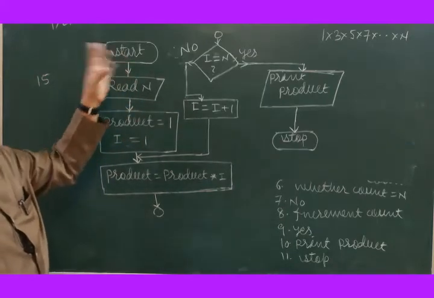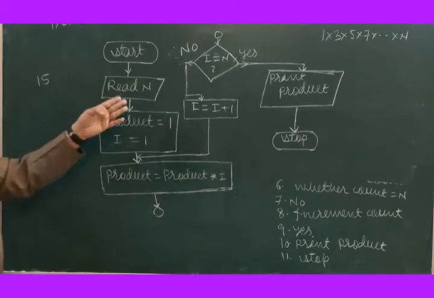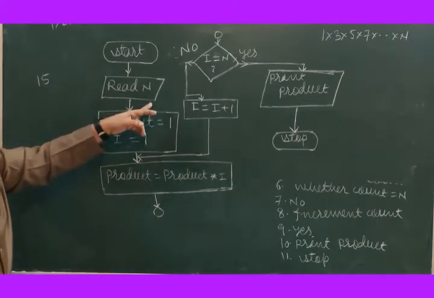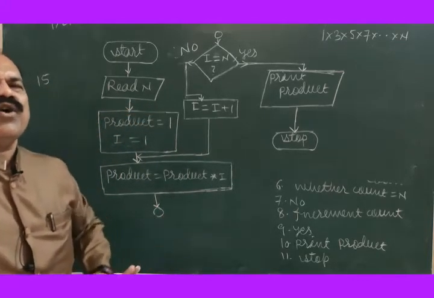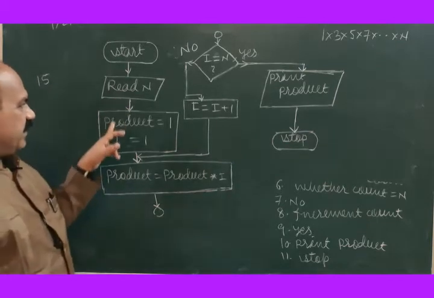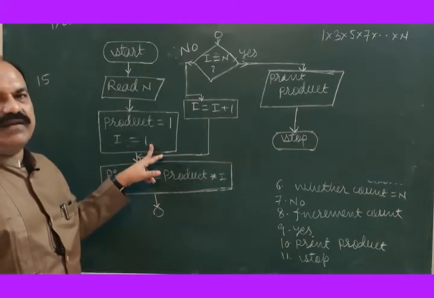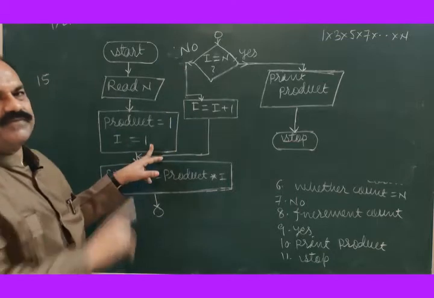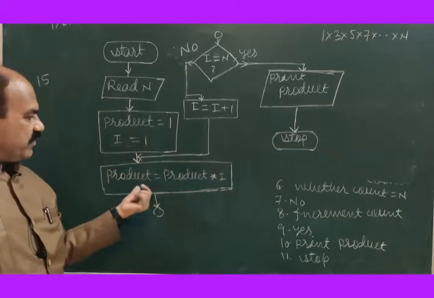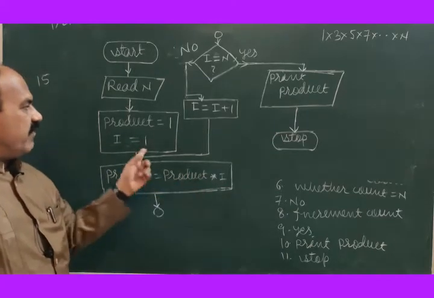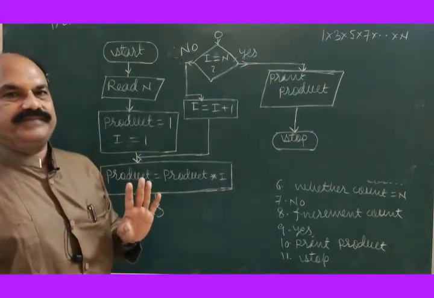Start, okay, read n. Now in this case, n is read by the program or inputted by the user, maybe 15, 17, 19, 21, any odd integer. Okay. Product defined, I is equal to 1. First integer is 1. So product will be 1, I be 1. So product is equal to product into I. 1 into 1, that will be equal to 1. First product we need 1. Right?